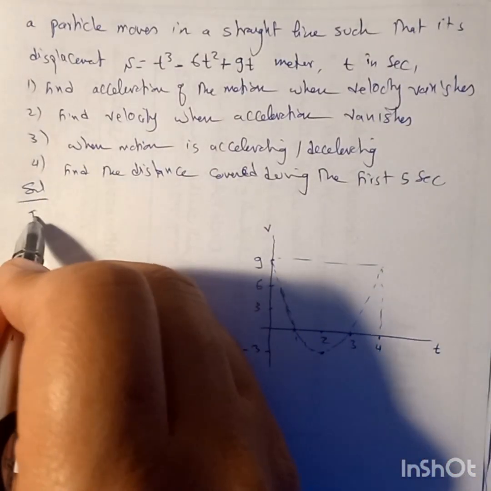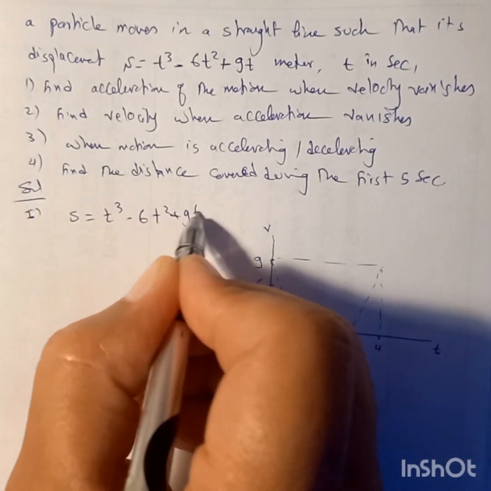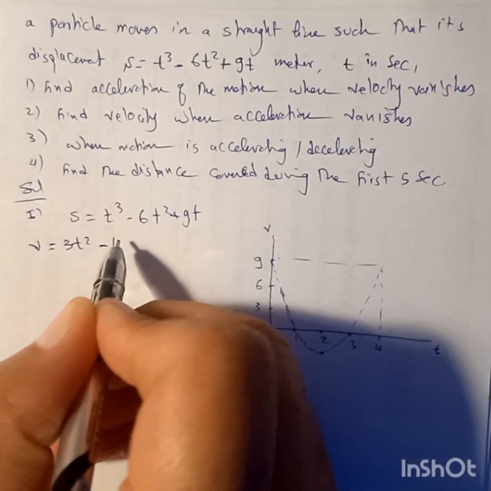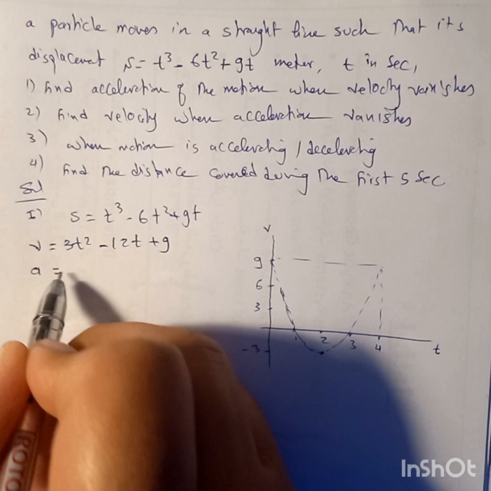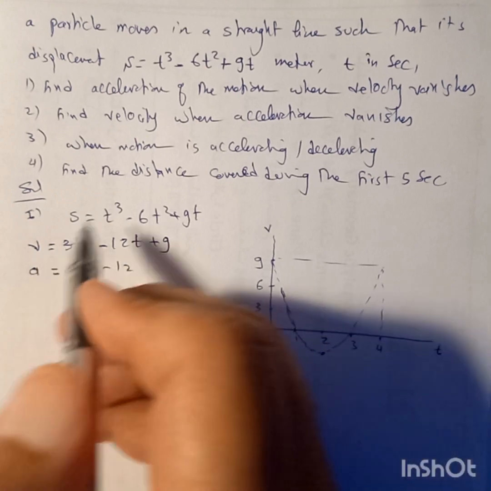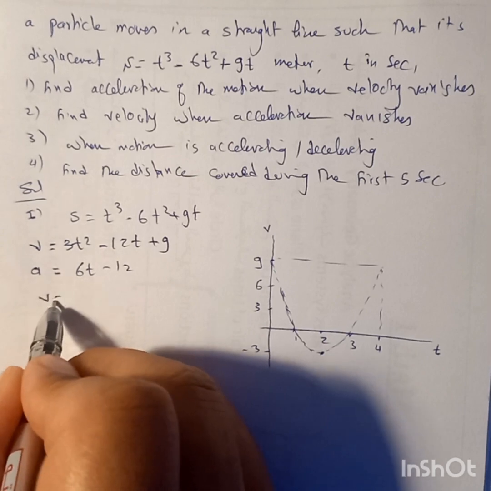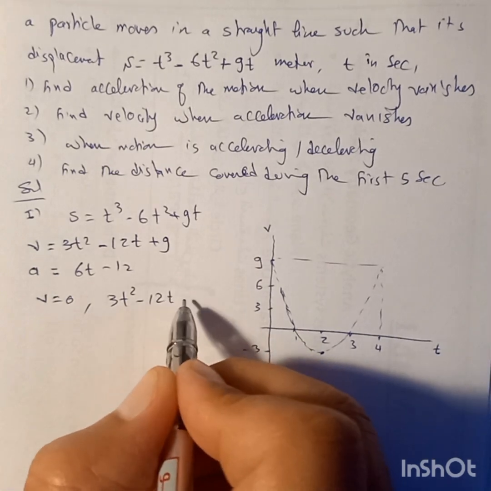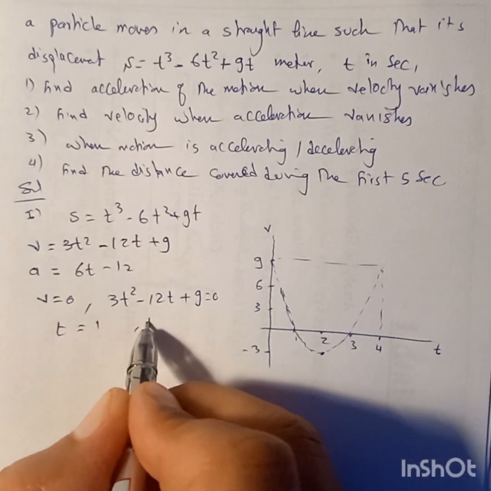For number 1, we have s equals t cubed minus 6t squared plus 9t. By differentiation, we have v equals 3t squared minus 12t plus 9. Differentiating once more, acceleration equals 6t minus 12. It's required to find the acceleration when the velocity vanishes. Then v equals 0, so 3t squared minus 12t plus 9 equals 0. Then t equals 1 or t equals 3.